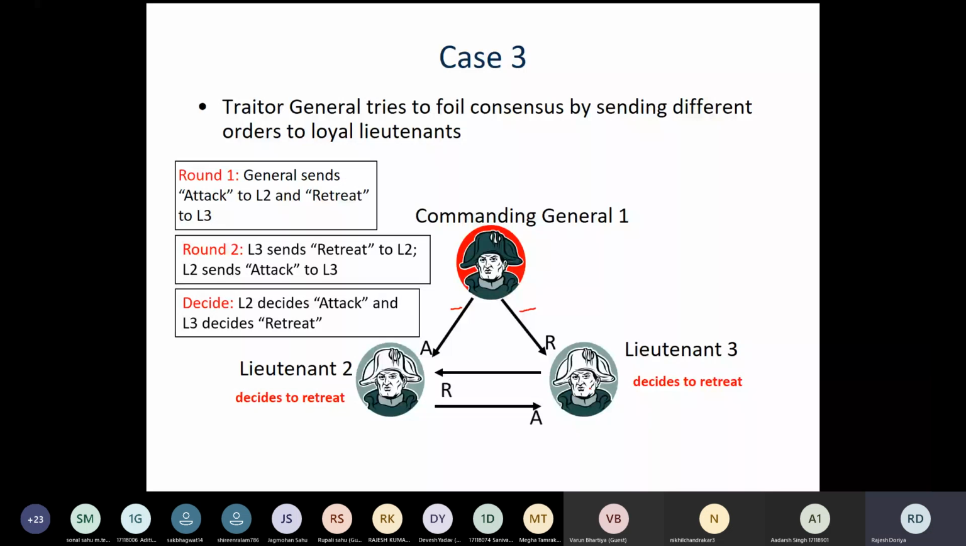And the default value which was considered in case 1 and case 2 was retreat. Okay, and it is not advisable to go for the default values. If we are going for default values, you can say that we are violating the consensus, because we do not have any clear-cut consensus. That is why we are going for default values, right?